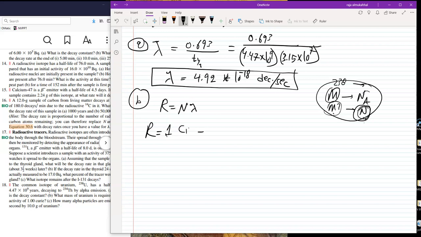Well, what is 1 curie? Of course, we don't want to use curie. We're going to use decay per second. Well, 1 curie is 3.7 times 10 to the 10 becquerel, which is decay per second. That's the number we're going to use.